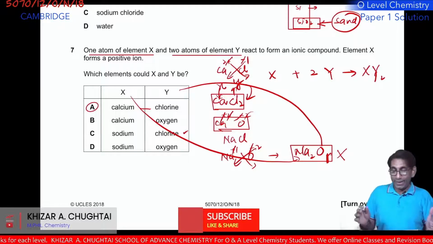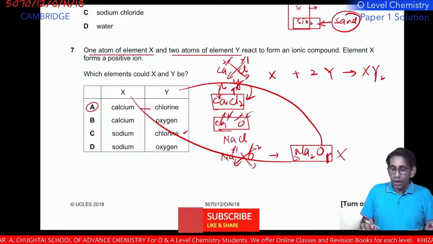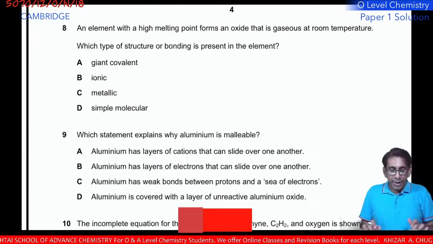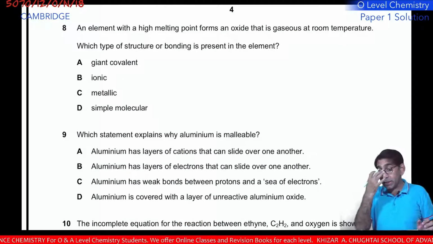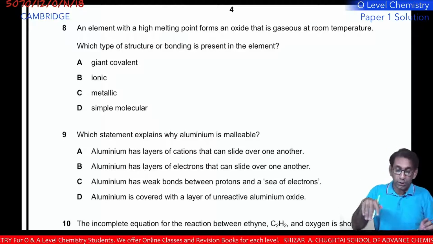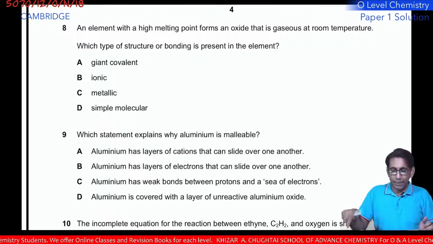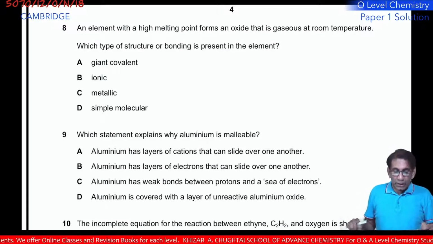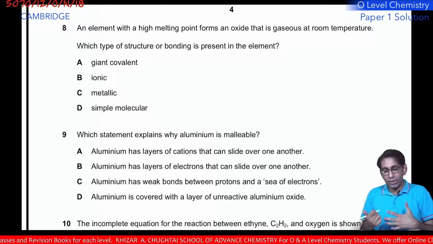So this is the correct option, question number 7. Now come toward the next one, question number 8. An element with a high melting point forms an oxide that is gaseous at room temperature. Which type of structure or bonding is present in this element? Once again, high melting point of an oxide.